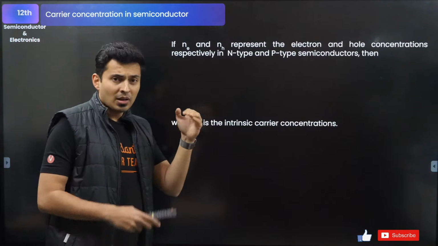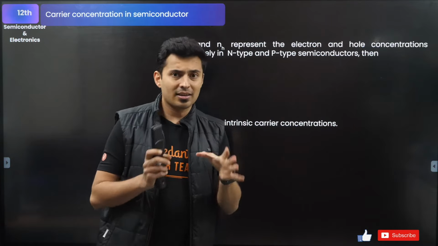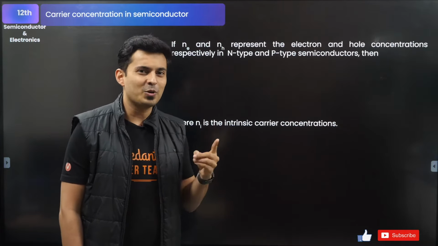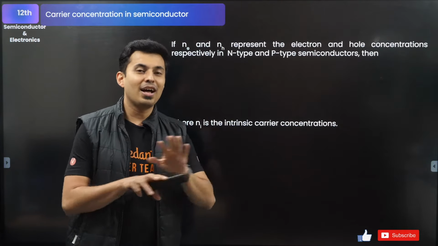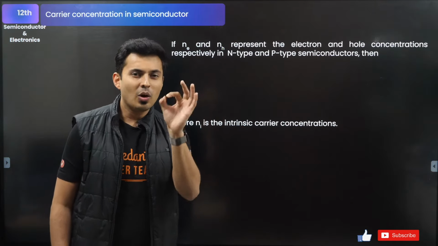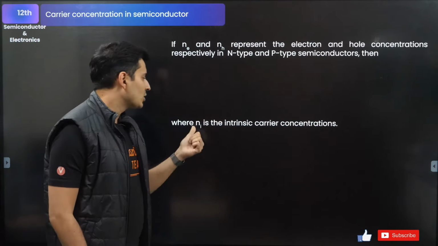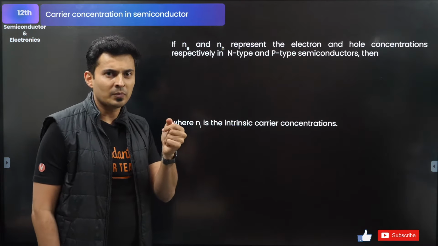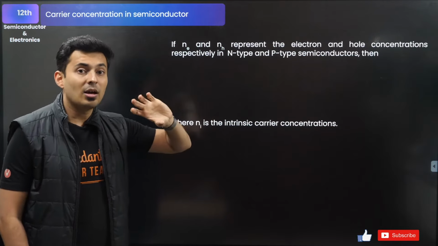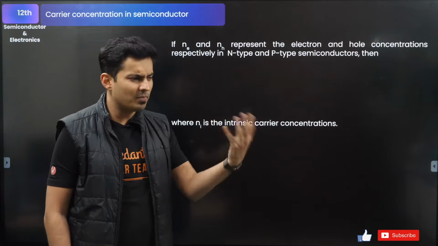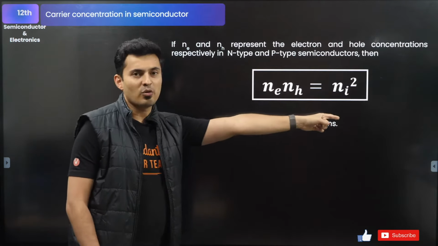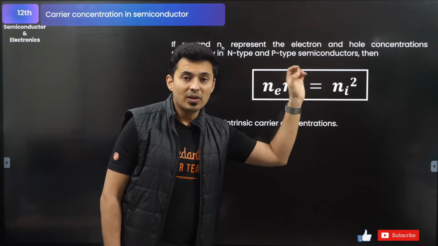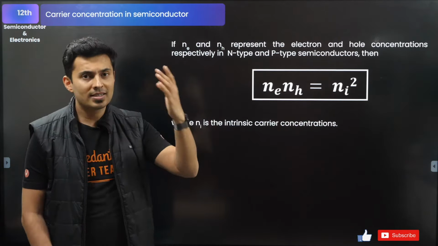Now, depending on how many holes and how many electrons are there, there is a very beautiful formula relating these two. So in an intrinsic semiconductor, I told you the number of holes and number of electrons are equal. That concentration of holes or electrons is called Ni. So Ni is the intrinsic concentration of the charges, be it holes or electrons. Nh and Ne are the hole or electron concentrations in p-type or n-type. They are related by this formula. Electron concentration times hole concentration is the intrinsic charge carrier concentration squared.